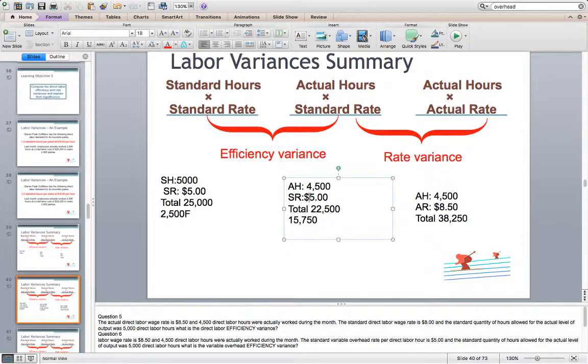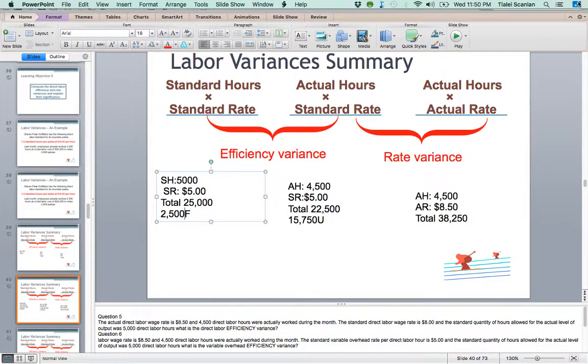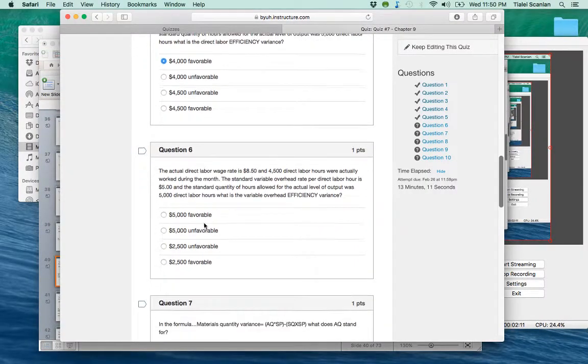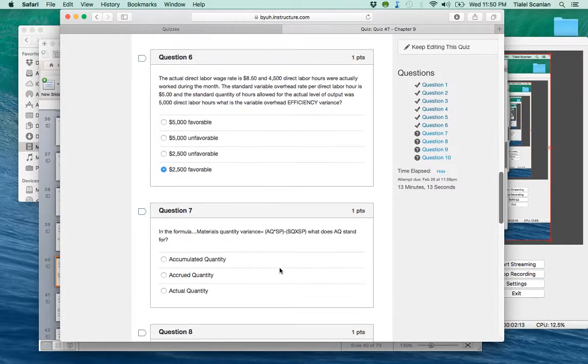Is this going to be favorable or unfavorable? You should have spent $5 on your labor rate, but you actually spent $8.50, and so that's going to be unfavorable there. And this is asking for an efficiency variance again. So our efficiency variance is 2,500 favorable. So we can look at that on the quiz. 2,500 favorable on question 6.